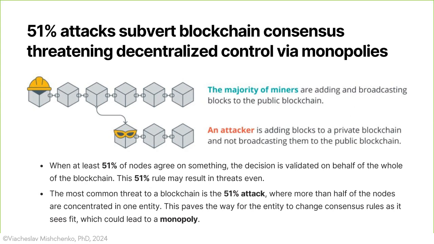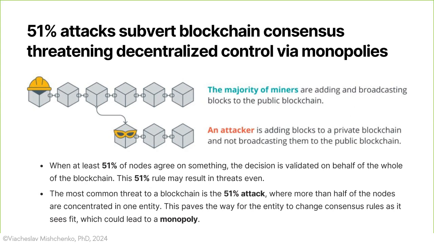However, notice the bottom chain with a figure wearing sunglasses. This represents an attacker, and what they are doing is creating their own private chain of blocks without broadcasting them to the network. It's like they're writing their own secret ledger.